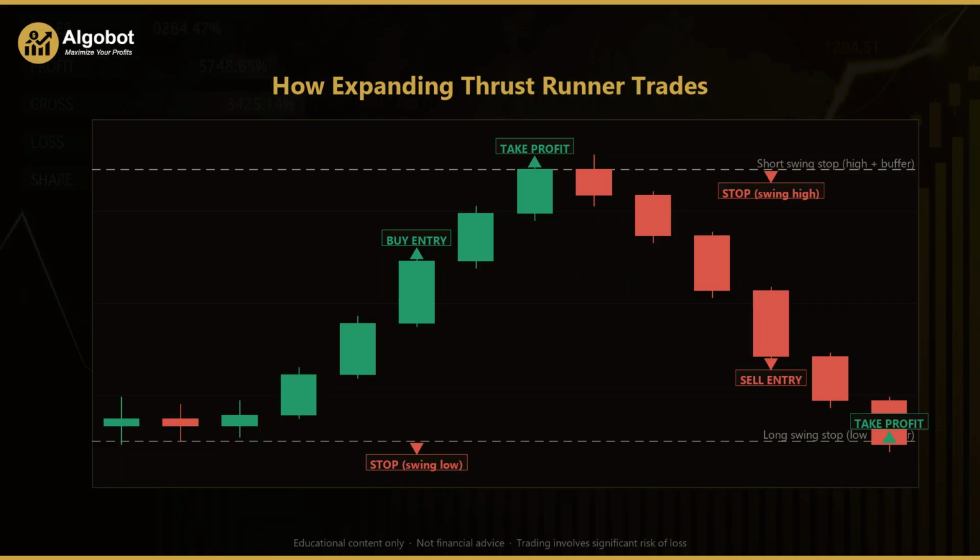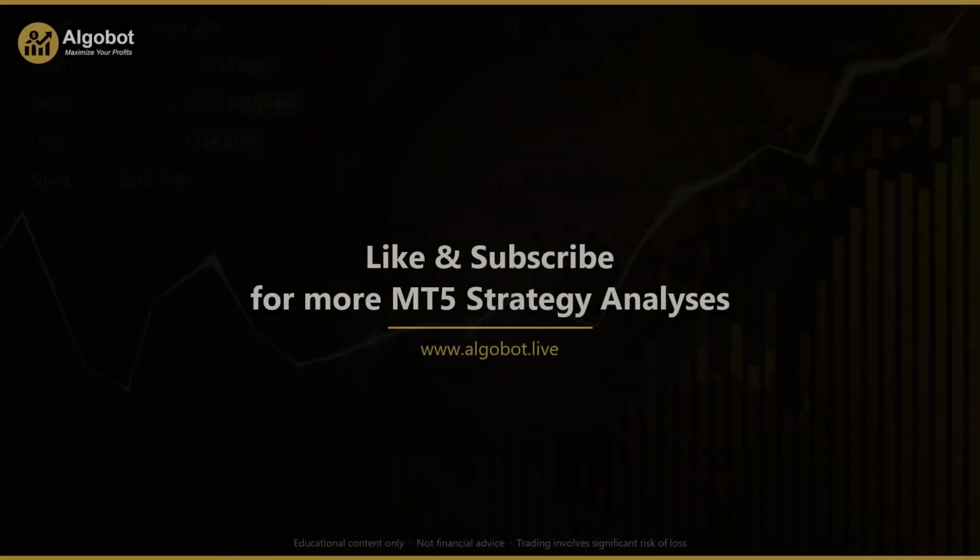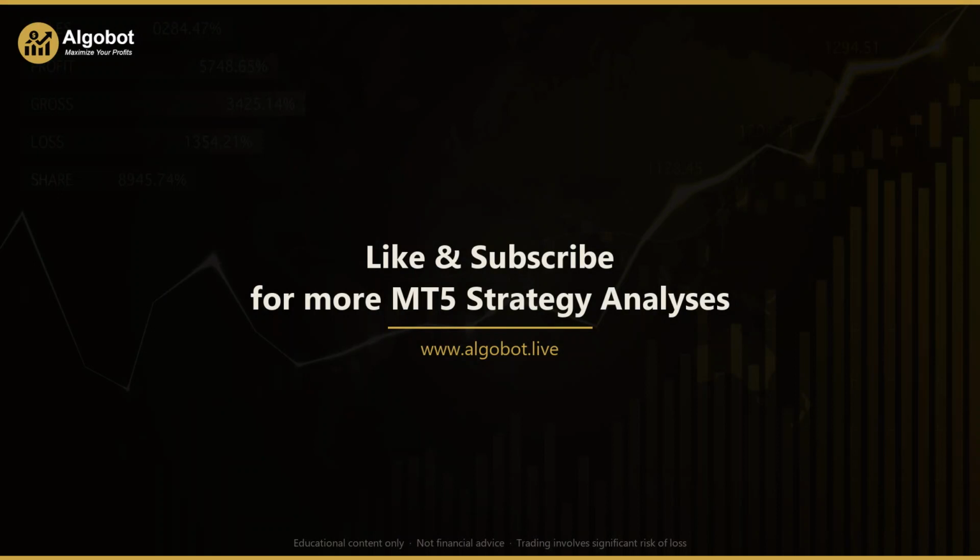Notice that the strategy never tries to predict a top or bottom. It waits for the structure to confirm an accelerating move and only then participates, always with its stop and target defined in advance. Of course, not every signal behaves this cleanly, and losing trades are a normal part of any strategy. So that's a complete walkthrough of the expanding Thrust Runner Expert Advisor for MetaTrader 5.